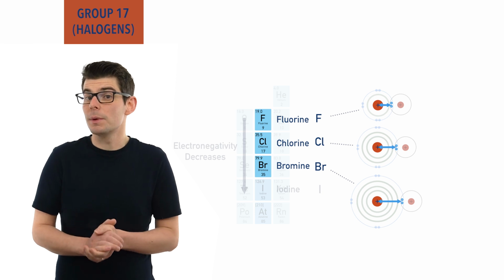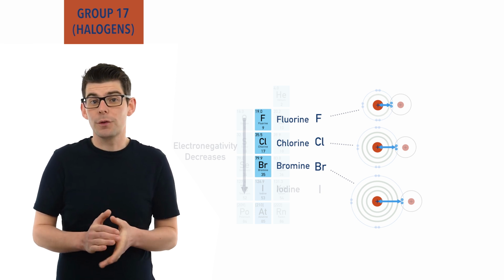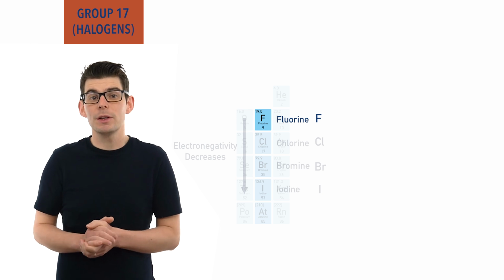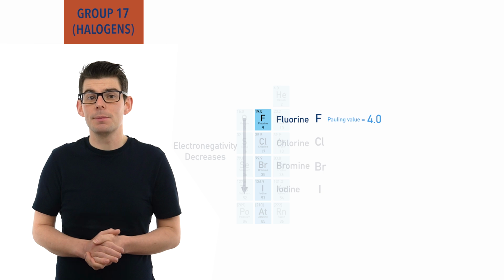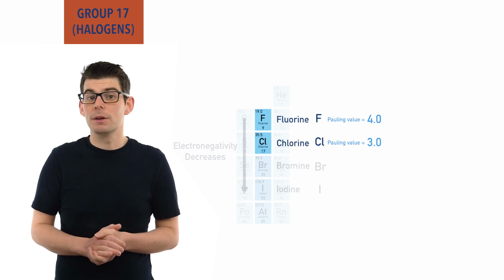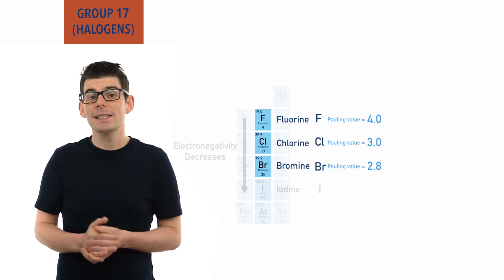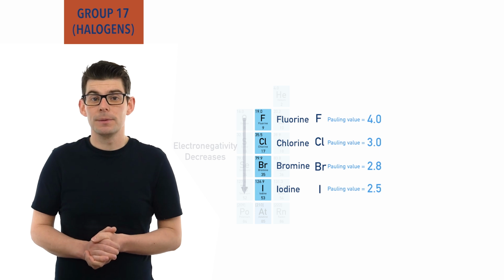We can see this when we look at the Pauling electronegativity values for the halogens. Fluorine, the top of the group, has a value of 4.0, the highest of any element in the periodic table. Chlorine 3.0, bromine 2.8, and iodine 2.5.